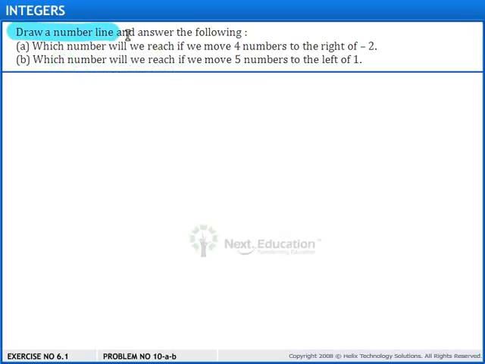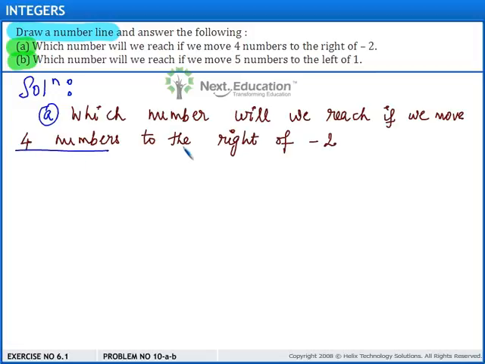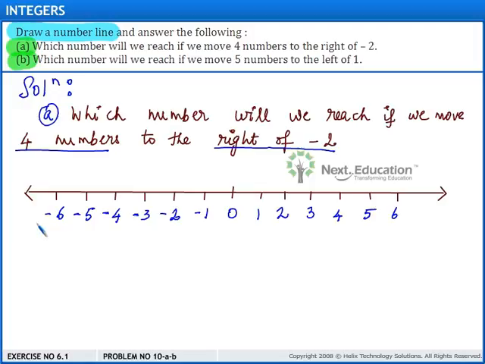Number line and answer the following. Let us see the solution of the given problem. In part A, we have to find which number we will reach if we move 4 numbers to the right of -2. First, let us draw the number line.